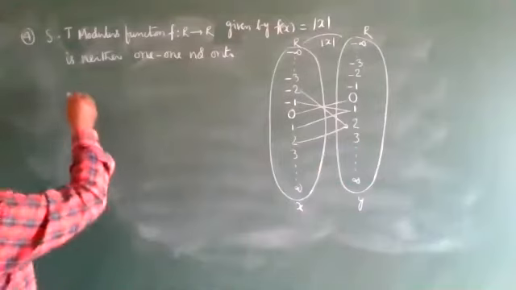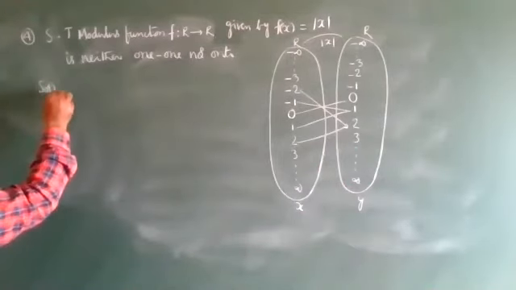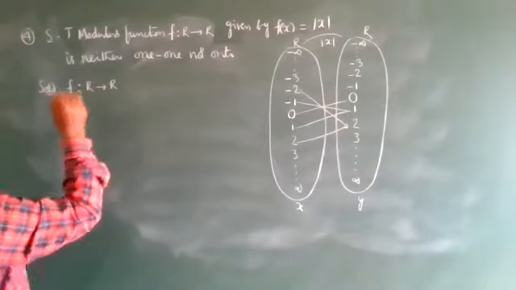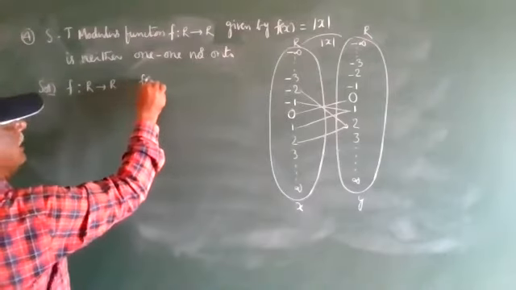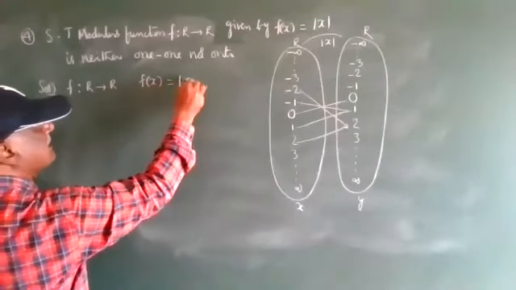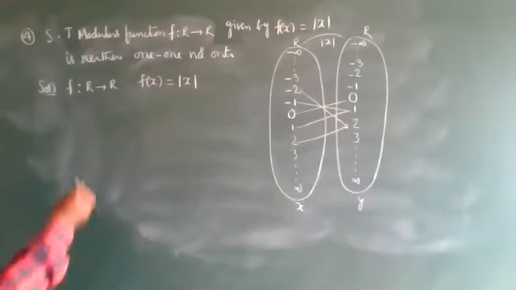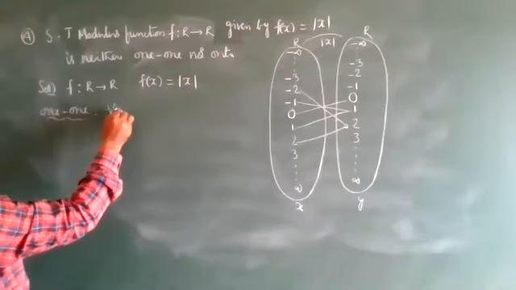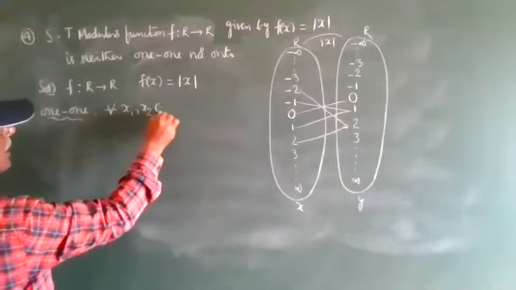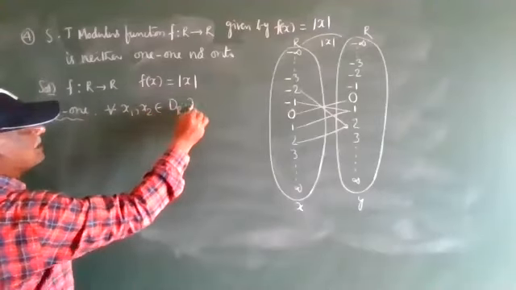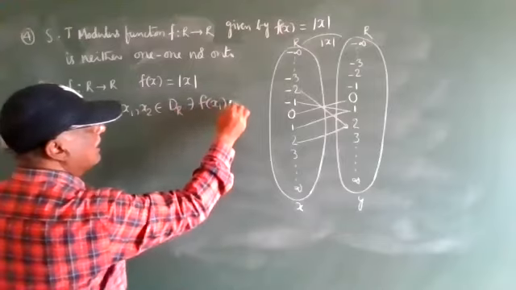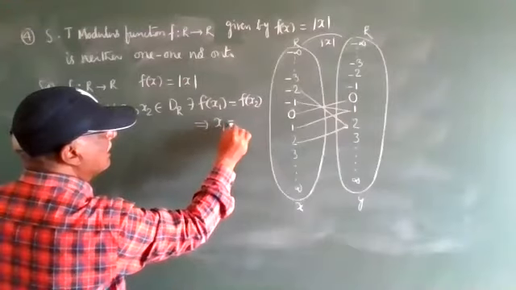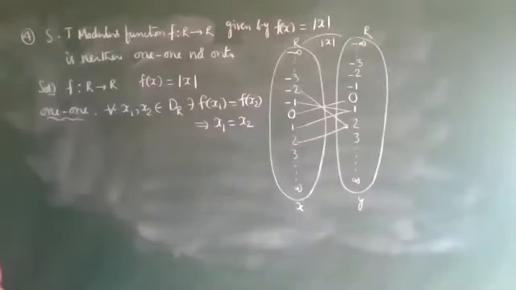Right, see the solution first. What is given? f is a mapping from real numbers to real numbers. Domain is real numbers and codomain is real numbers. f of x is equal to modulus x. Write down: for all x1, x2 belonging to the domain R such that f of x1 is equal to f of x2, we must show that x1 is equal to x2.